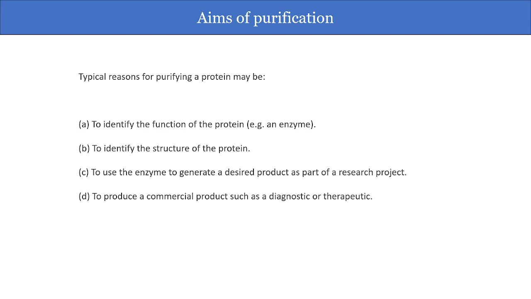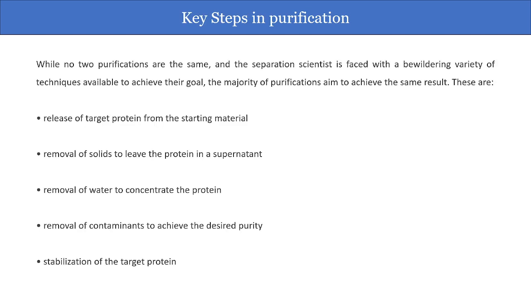Otherwise, we get random data that is just not very helpful in finding out the structure of proteins. And the other reasons include using the enzyme to generate a desired product as a part of a research project, to produce commercial products such as therapeutics or diagnostics. Sometimes drugs need to be in the purified form to act as therapeutics. Okay, so these are a few of the reasons for purifying a protein.